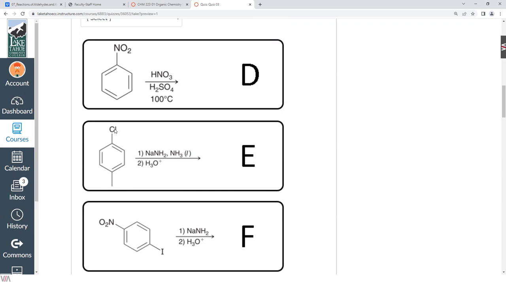E, we have a good leaving group. We're under very basic conditions, so nucleophilic conditions, and we don't have a strong electron withdrawing group. So this is going to go through that elimination addition. You'll start by pulling a hydrogen off, chlorine leaves, and you make that benzyne intermediate, which is where you have a triple bond on two carbons. The carbon that has the leaving group has to be one of the two carbons for your benzyne intermediate. So that's going to limit what products you can get.